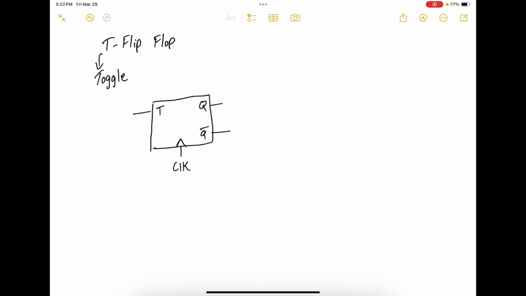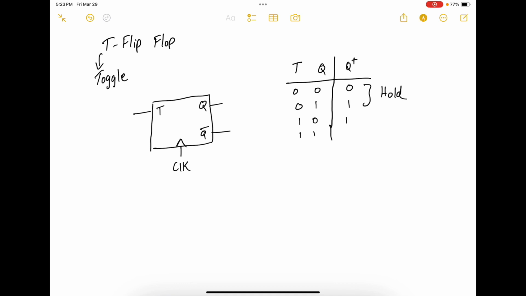Let's look at the truth table for the T flip-flop. So input T, Q, current state, and Q plus, next state. So 4 combinations. When T is 0, it's just going to be in the hold state. So when Q is 0, it is 0. And when Q is 1, it's going to be 1. That's the hold operation. When your T is 1, your Q plus is going to be the inverse of Q. So if Q is 0, it's going to be a 1. And if Q is 1, it's going to be a 0. So that's the toggle operation.